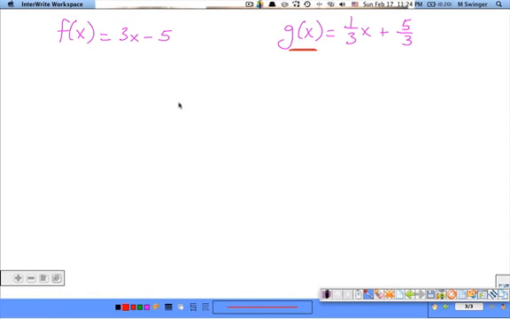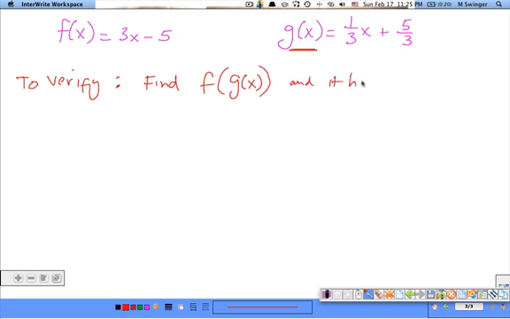How do you verify? Well, you have to do this. To verify, number 1, find f of g of x. Like composition, remember last section, section 6.3 was composition. So compose this and this. That's f of g of x. And it has to equal x. If it's not equal to x, then they're not inverses.